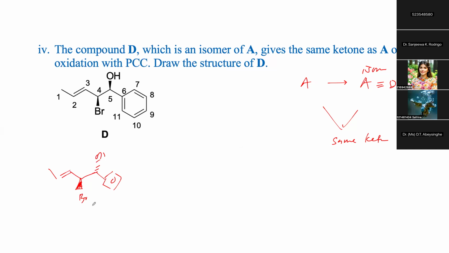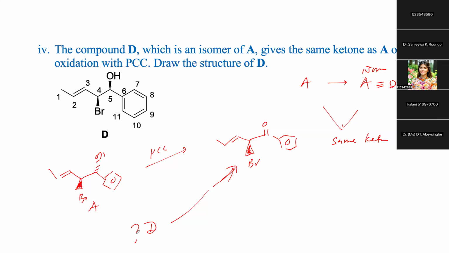Okay, so this was A, and if you react this with PCC, what do you get? You get the bromine and your ketone, right? So this is A, and they're saying from D you would also get the same ketone. So D is an isomer of A. So what is D then? Can somebody tell me the answer?